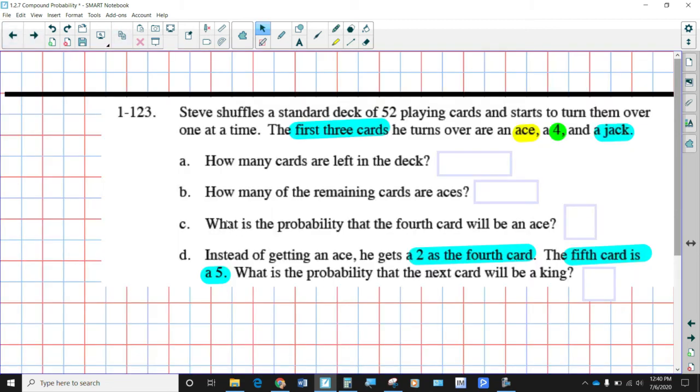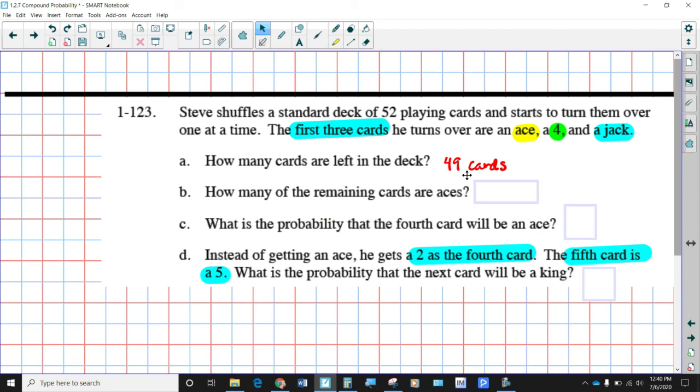So if they have 52 cards in them, and you pull out 3 cards, you pull out an ace, a 4, and a jack. You've taken those cards out, you're not putting them back into the deck. How many cards are left in the deck? So you had started with 52, you took away 3, how many remain? That would be 49 cards that are left in the deck.